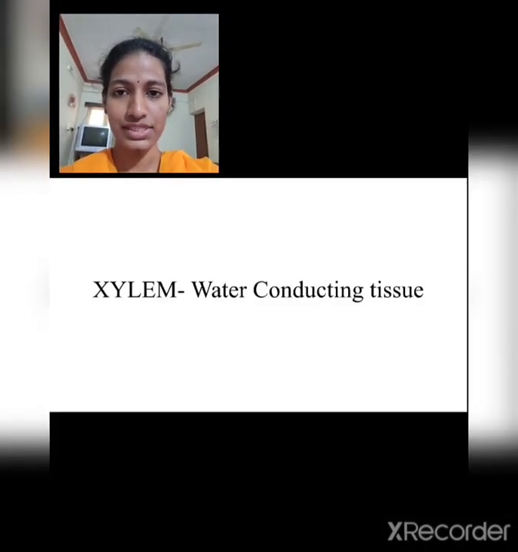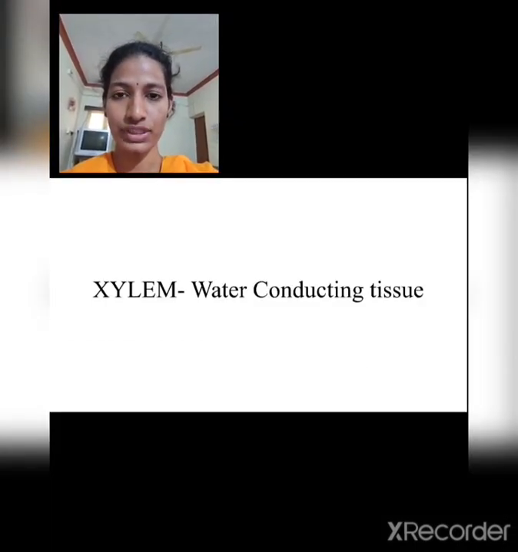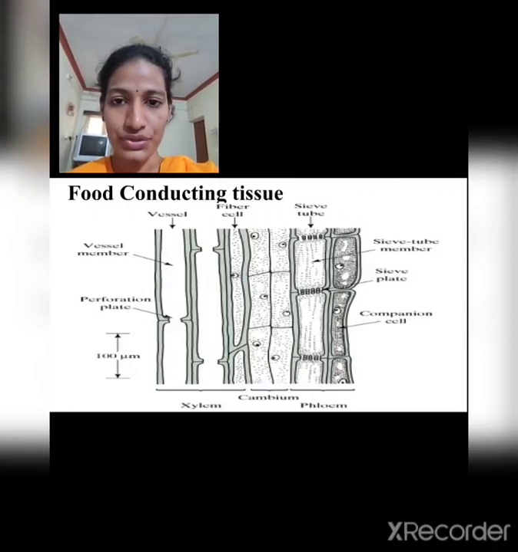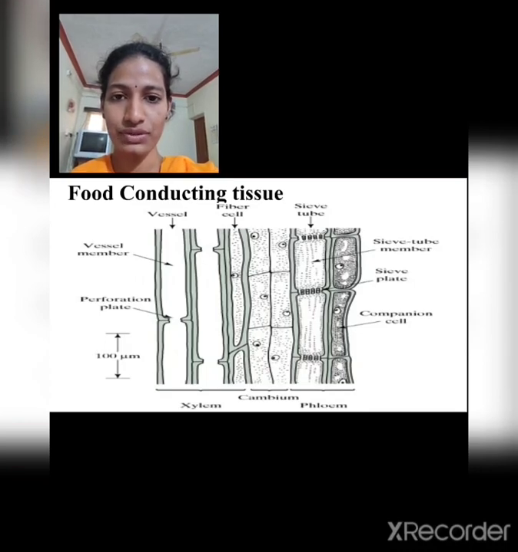So till now you have studied the transportation of water and minerals with the help of the xylem tissue. Then how about the food which is prepared by the plant? How does it get transported throughout the plant body? Let us see. Similar to the water conducting tissue, there is another tissue called the phloem, which helps in the transportation of the food material. Then how does the plant prepare the food?